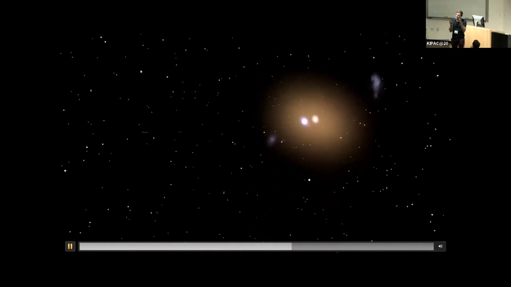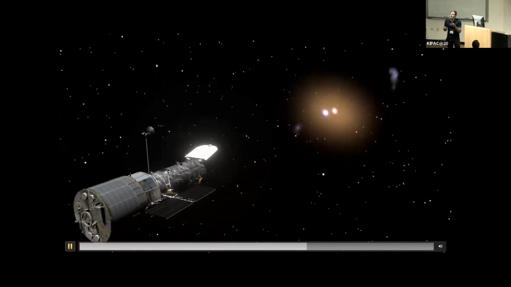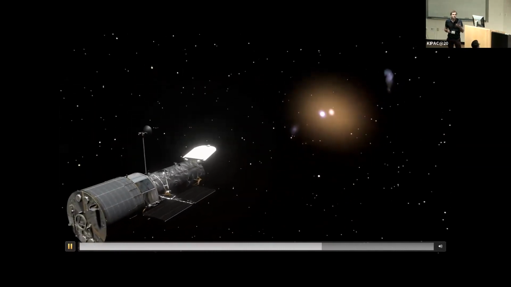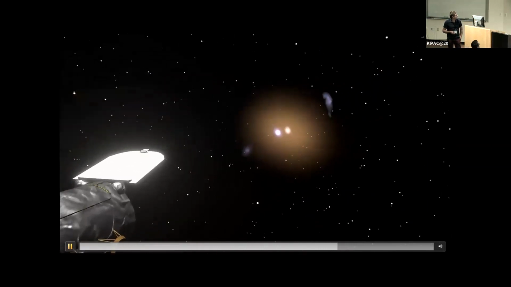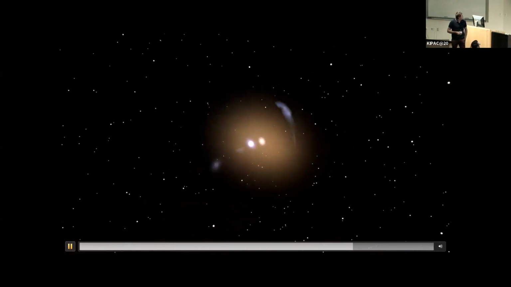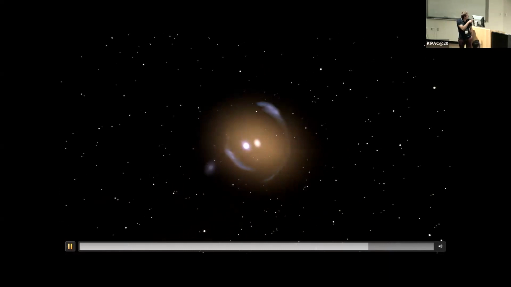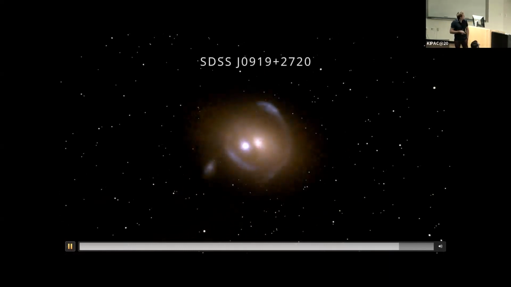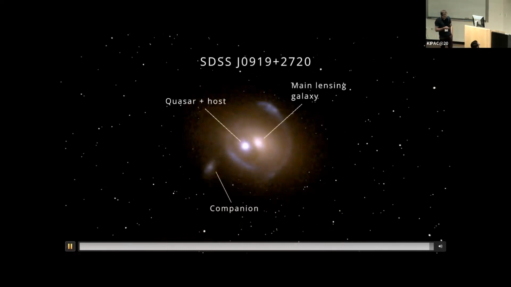But the quasar and its host are still massive enough to slightly disturb the gravitational arcs and leave a lensing signal that we can use to measure the mass of the host of the quasar. So here you see a slight imprint by the quasar and its host on the gravitational arc, with the main galaxy here and the quasar host.